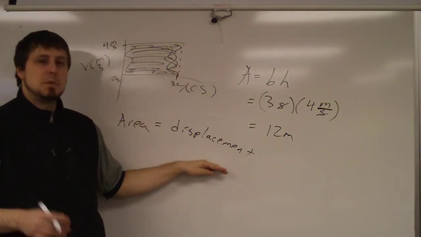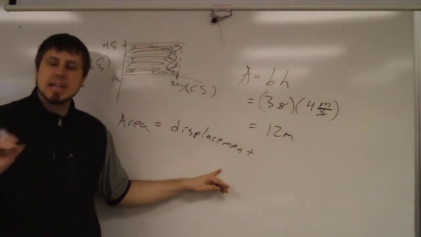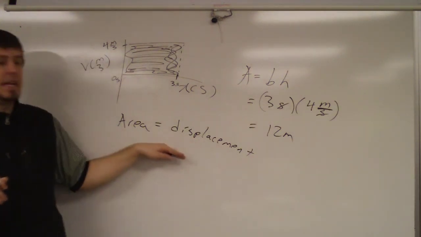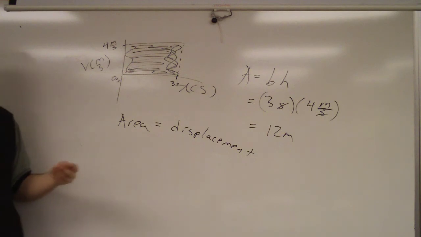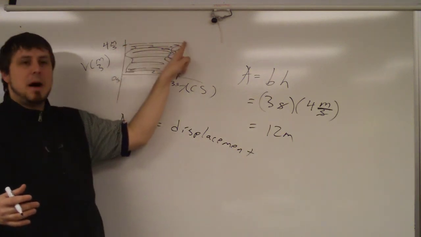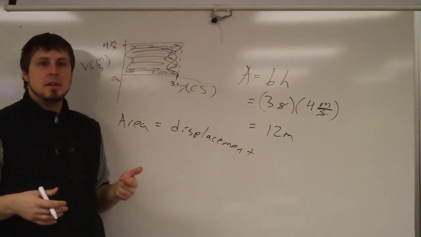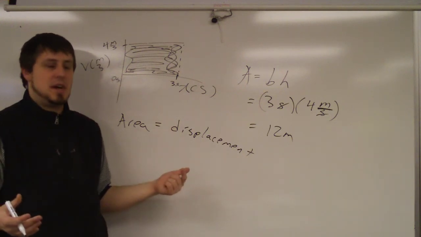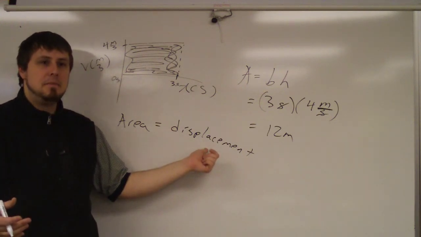The actual displacement depends on where it starts. We're not going to get that involved. So the area has meaning. It's how far, or how much it changed by. And since this velocity is positive, do we also know which way? Absolutely, it's in the positive direction. So we know displacement.